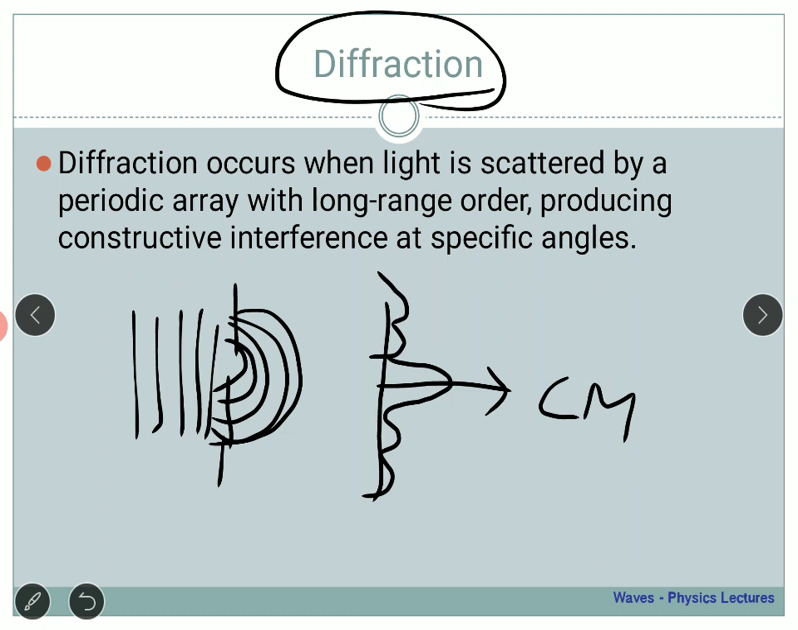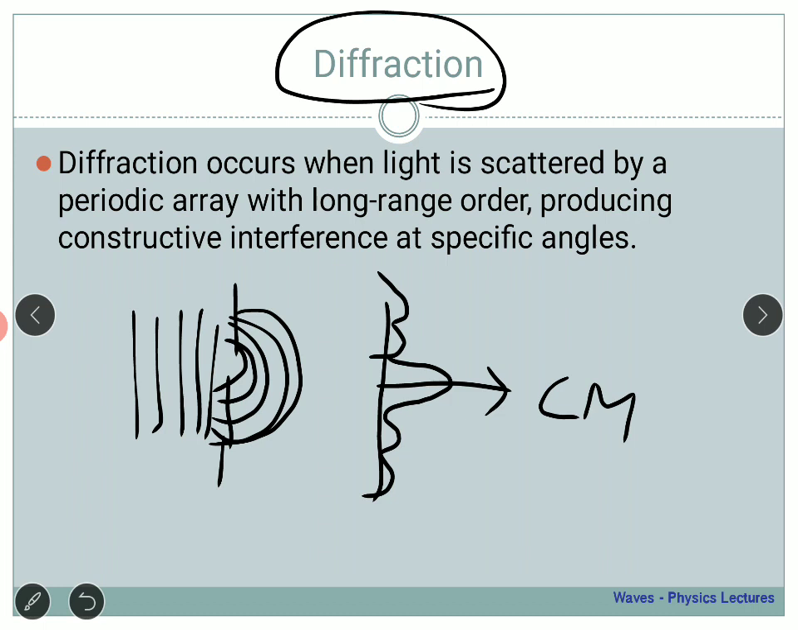So when light is scattered by a periodic array, now you have a system. Let's say you want to analyze a nanomaterial. A nanomaterial will be composed of a number of atoms. Now these atoms, if it is crystalline in nature, will be arranged in a regular pattern. I think you are sure about these things because you have studied them in solid state physics. Now these atoms will scatter the X-ray, in other words, it will be diffracted.